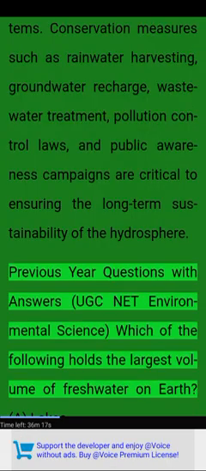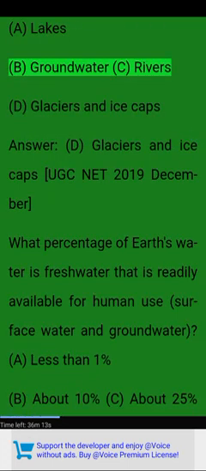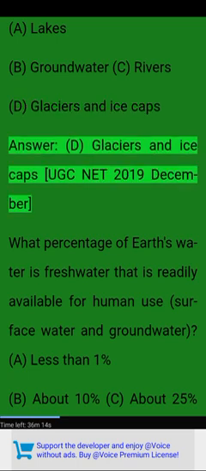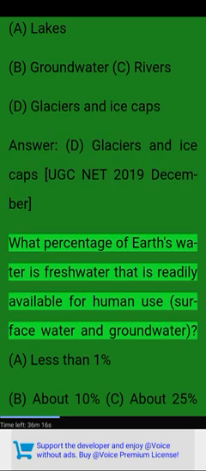Previous year questions with answers. UGC NET Environmental Science. Which of the following holds the largest volume of freshwater on Earth? A. Lakes. B. Groundwater. C. Rivers. D. Glaciers and ice caps. Answer: D. Glaciers and ice caps. UGC NET 2019 December.